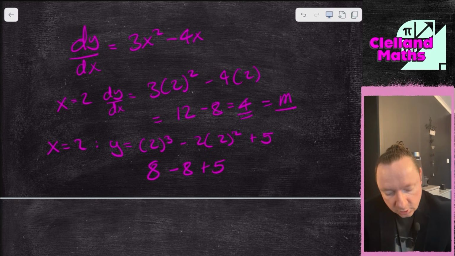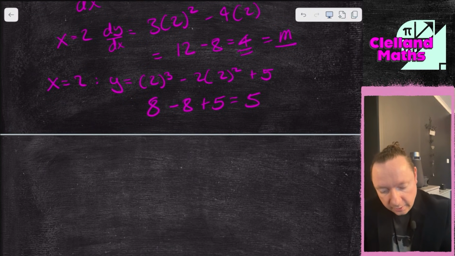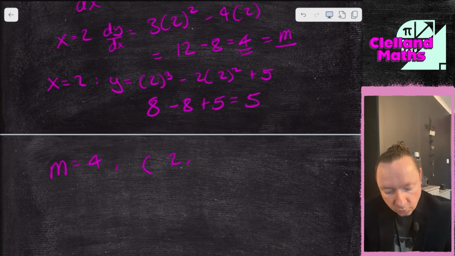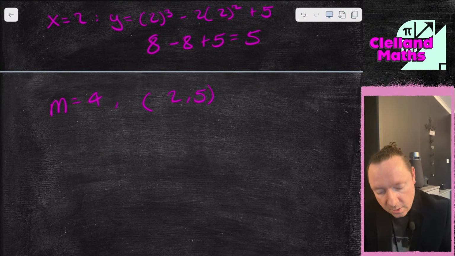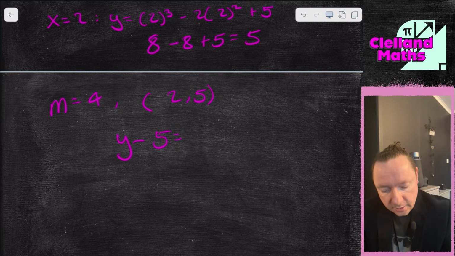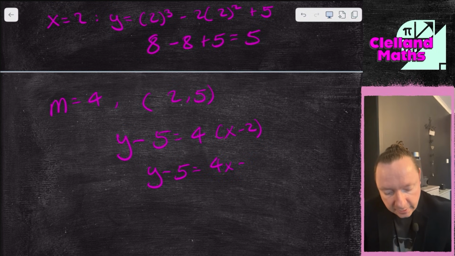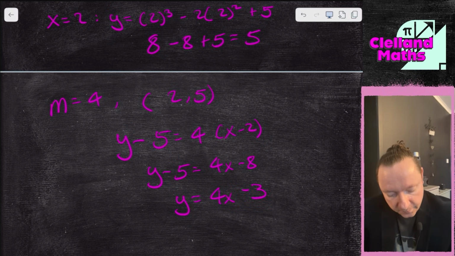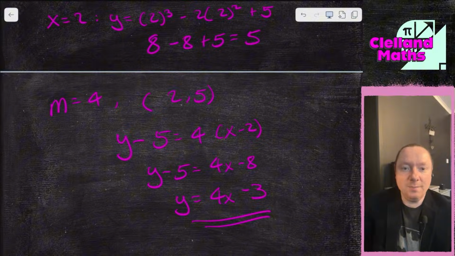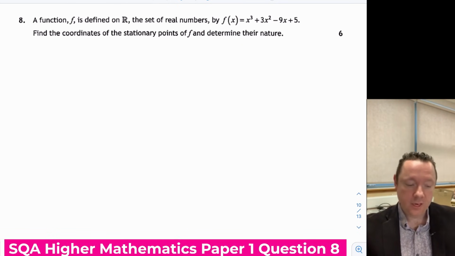Plus 5, which is just 5. So I've now got my gradient, 4, and my point, which is (2, 5). So I can sub into y minus b equals m(x minus a). y minus 5 equals 4(x minus 2). y minus 5 equals 4x minus 8. So y equals 4x minus 8 add 5, which is 4x minus 3. And we're done there.